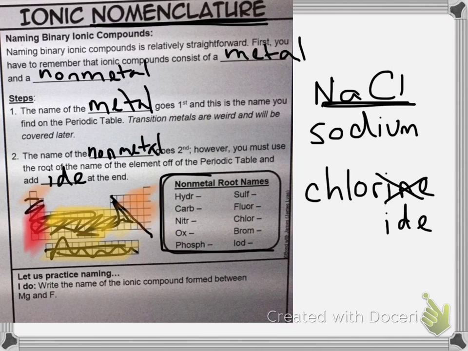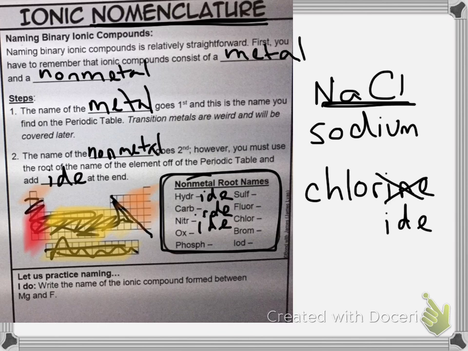So here we have our nonmetal root names, and we're really just adding an ide to the end. So it would be hydride, carbide, nitride, I-D-E, oxide, phosphide, sulfide, fluoride, chloride, bromide, and iodide. So you can add the IDE to the end of each of those. And just remember that we're changing the last syllable. It's hydride, not hydrogen, hydride.